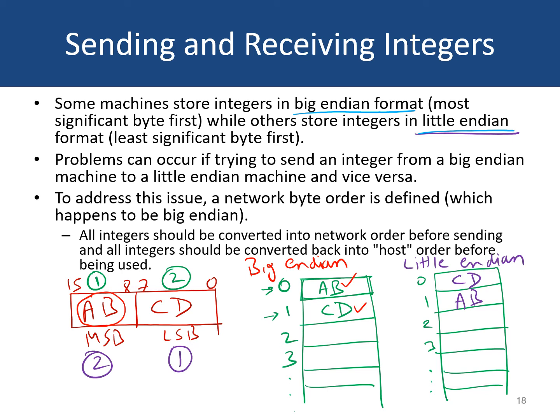And therefore, to address this issue, a network byte order has been defined, which happens to be the big endian format. So recall, in the big endian format, we first store the most significant byte followed by the least significant byte. All the integers should be converted into the network byte order before sending across the network, and all the integers must be converted back into the host byte order before they are used at the receiving end.